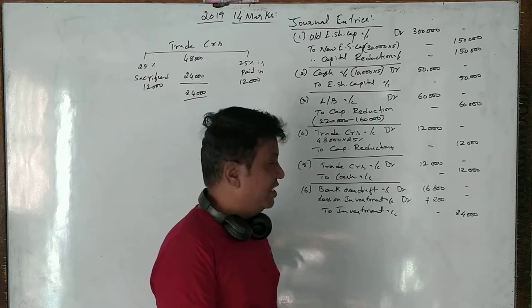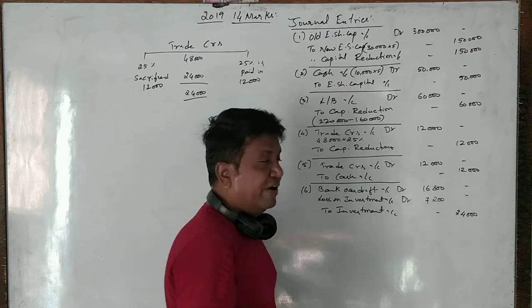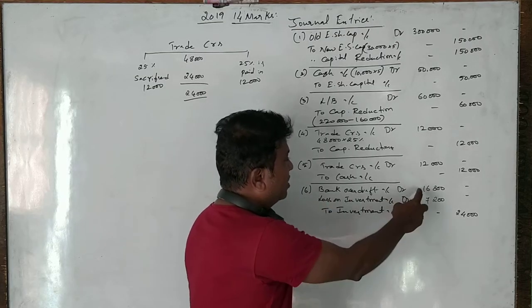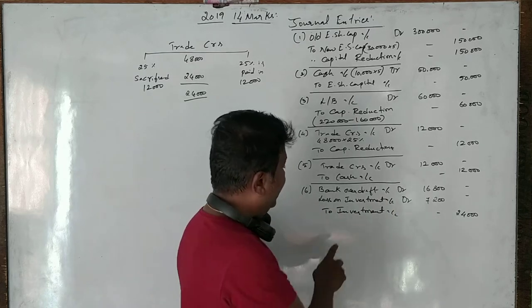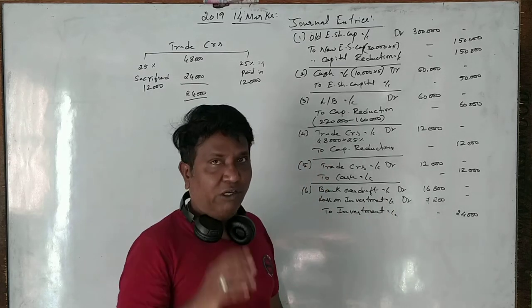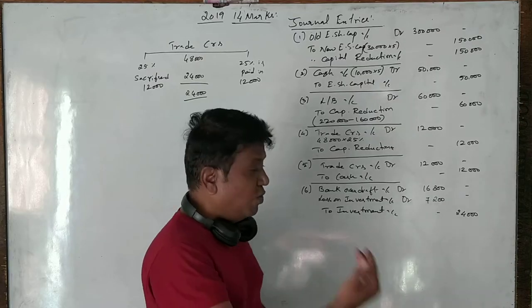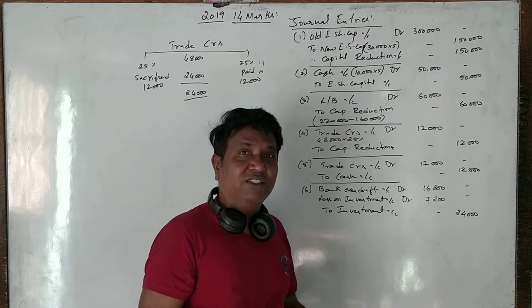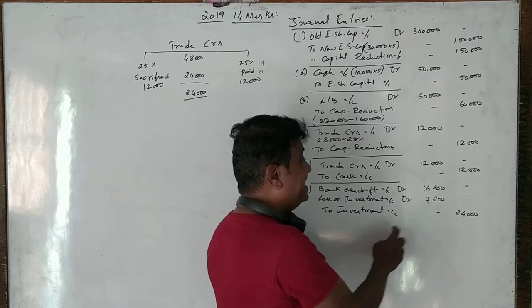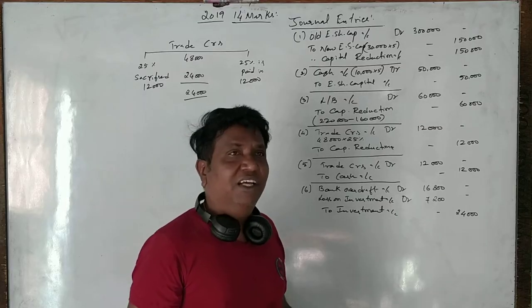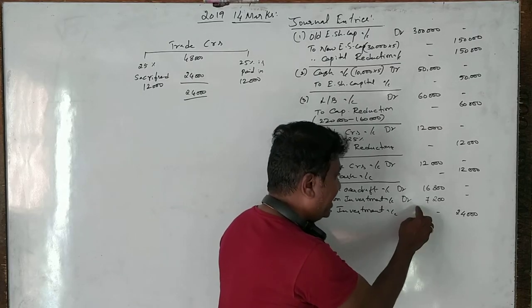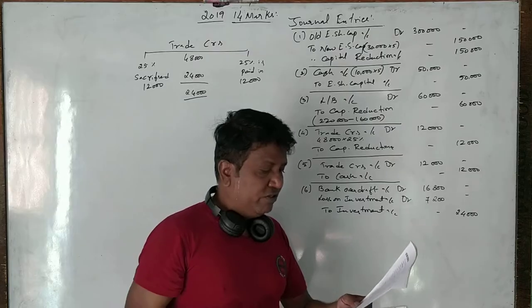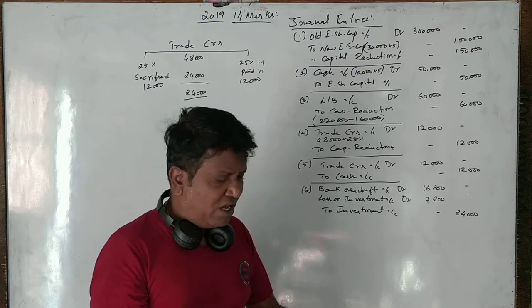That loss I am debiting in this journal entry as loss on investment, 7,200 rupees, because we have to pay a bank overdraft of 16,800 but the investment is worth 24,000. When the bank takes over the investment of 24,000, the bank overdraft is equal to 16,800 only. Thereby, with that investment, we are getting a loss of 7,200 rupees. I hope you understood this.